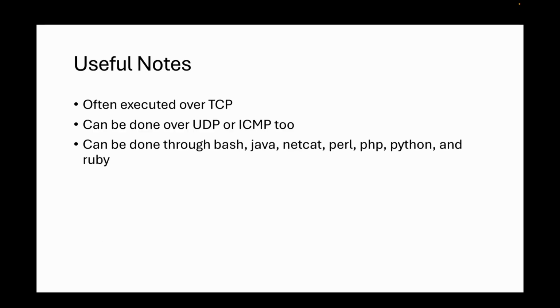Some useful notes: reverse shells are often executed over TCP, but it's possible to do them over UDP or ICMP, and they are basically done through various ways. They can be done with Bash, Java, Netcat, Perl, PHP, Python, and Ruby. All of these languages will work to actually deploy one of these.